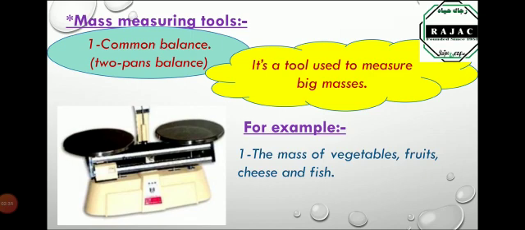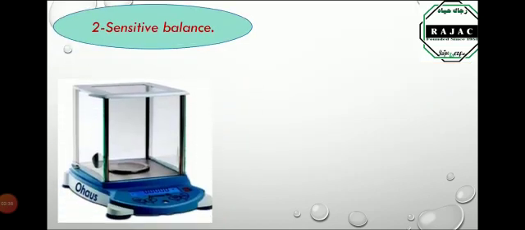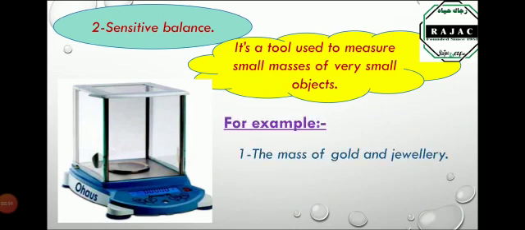What about small masses? We use the sensitive balance, as you see, to measure small masses of very small objects. Small objects like what? Like the mass of gold and jewelry. Of course, if you want to buy a necklace, the jeweler uses his sensitive balance to measure the mass of your necklace. And we use the sensitive balance to measure the mass of chemicals in the lab.